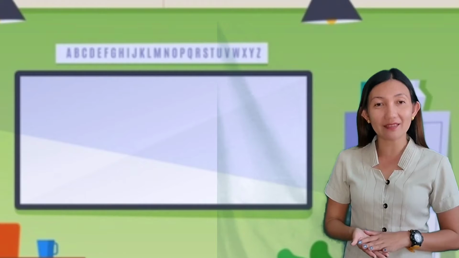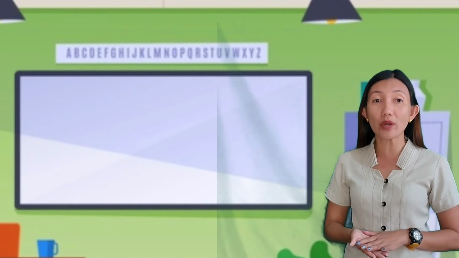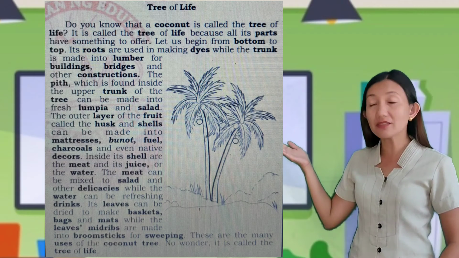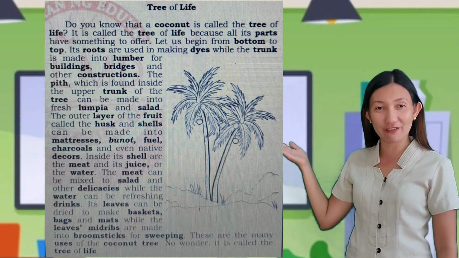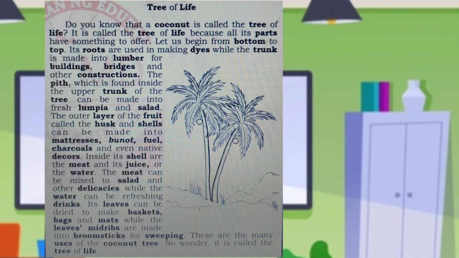But before that, I am going to read a passage on page 10 of your module, entitled The Tree of Life. Read along with me, kids. Tree of Life. Do you know that a coconut is called the Tree of Life? It is called the Tree of Life because all its parts have something to offer. Let us begin from the bottom to top.